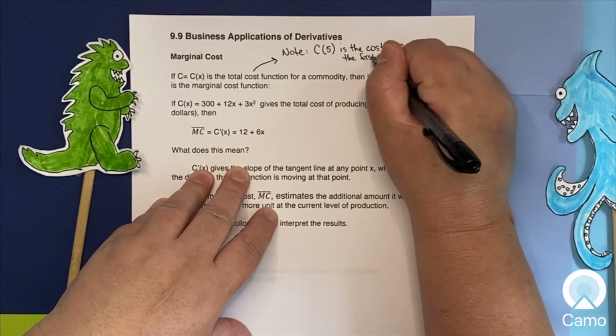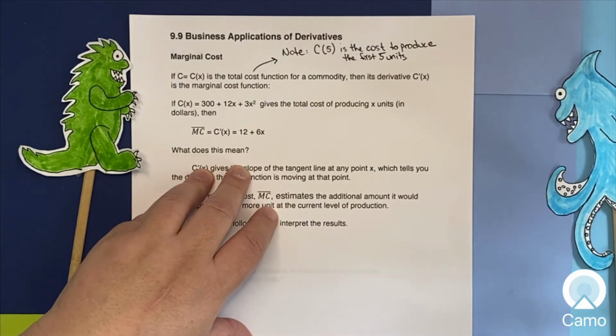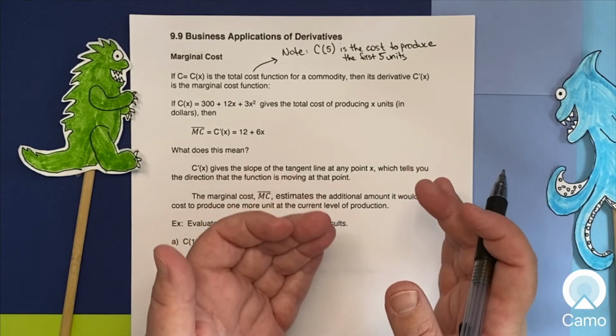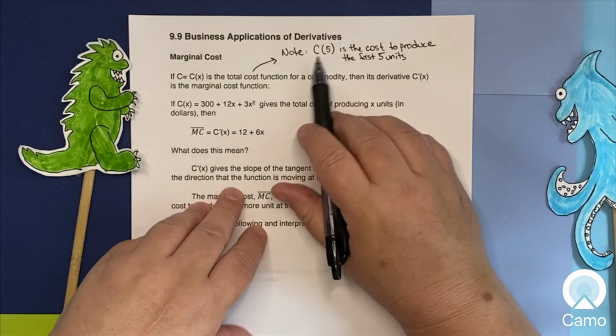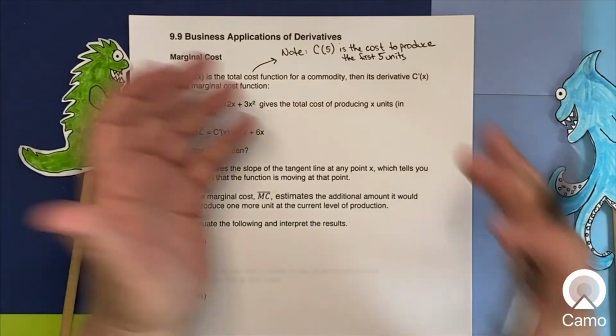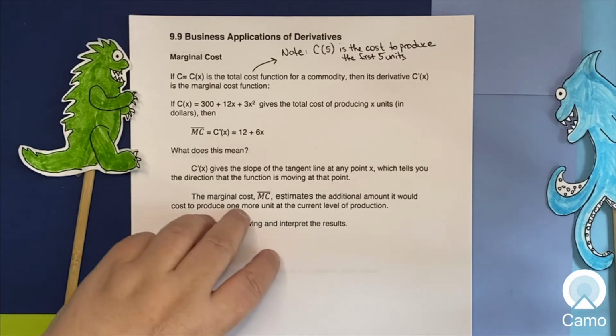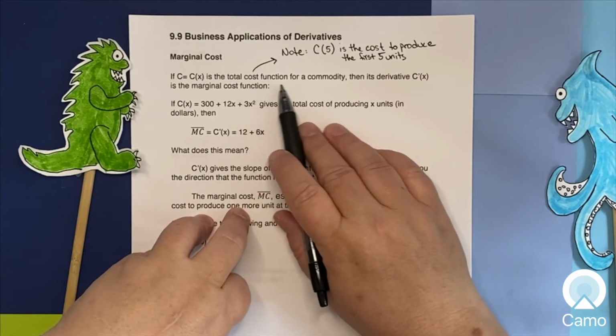So the problem is C of 5 does not tell you what the cost of the 5th one is. It tells you the cost of the whole group of them, if that makes sense. So that's why we refer to this as the total cost function. It also combines the fixed costs with the variable costs. So there's a lot going on in this. So if this is the total cost function for a commodity, then its derivative, C prime of X, is the marginal cost function. And then I give an example.